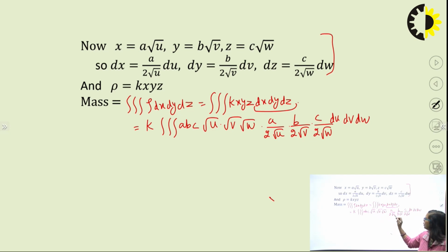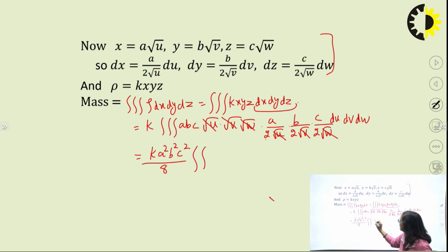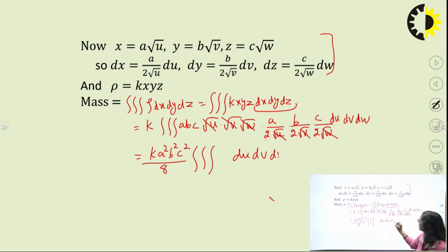This under root u in numerator and denominator both will cancel out. This under root v also cancels out. This under root w will also cancel. So each under root u, under root v, under root w cancels out over here. What are we left with? Now we are left only with the constants a square, b square, c square divided by 2 to the power 3, which is 8. That I am writing outside the integral. I write this k, a square, b square, c square by 8, and inside the integral we are left only with du, dv, dw.